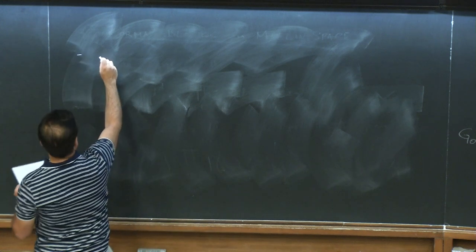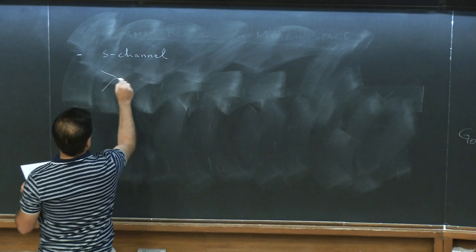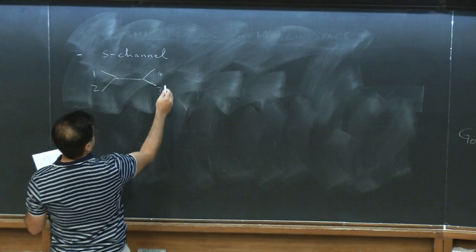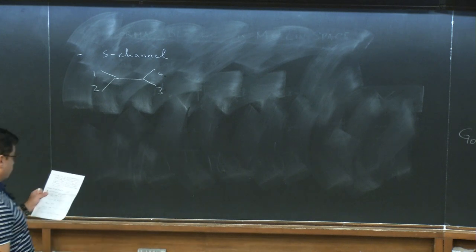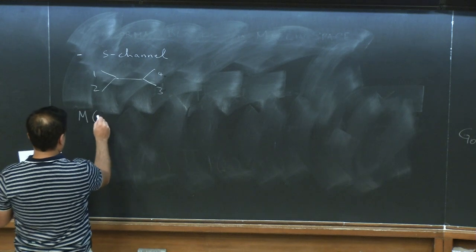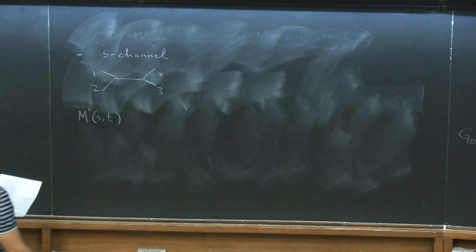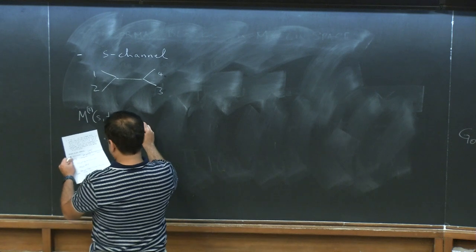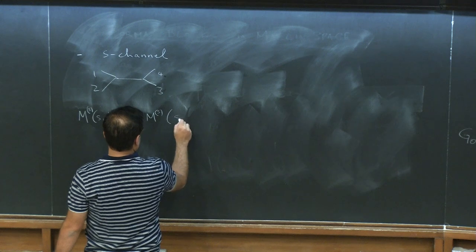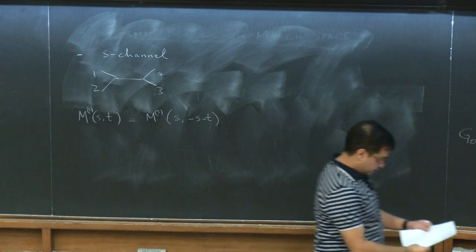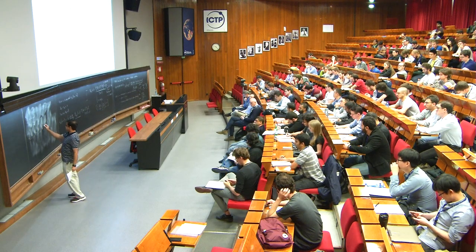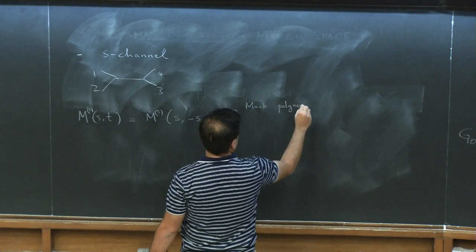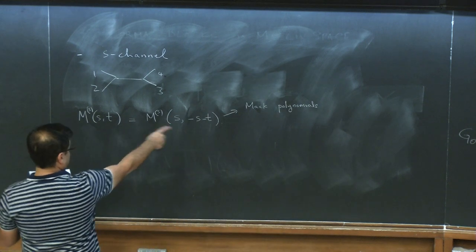So suppose you start off with the S channel, 1, 2, 3, 4. Now, of course, it does not make any difference if I interchanged 3 and 4 or 1 and 2. That should not affect the representation for the correlator. And so that actually tells you that M of ST, and I'll put a suffix S to denote the channel, M_S of S, T is going to be equal to M_S of S, minus S minus T. So that's one property. And this is actually a property that is respected by the Mack polynomials. So this is the symmetry of the Mack polynomials for identical scalars. But you know where this comes from now.